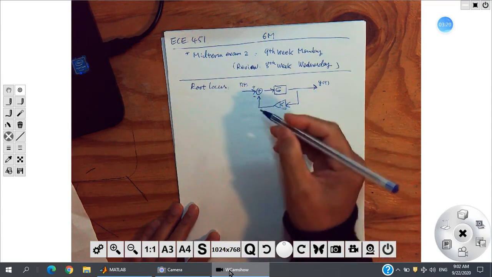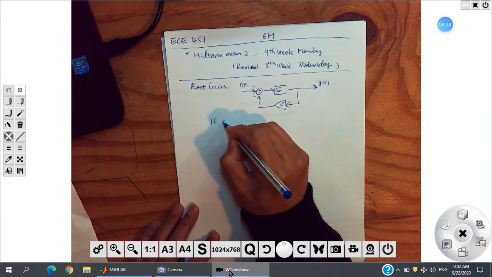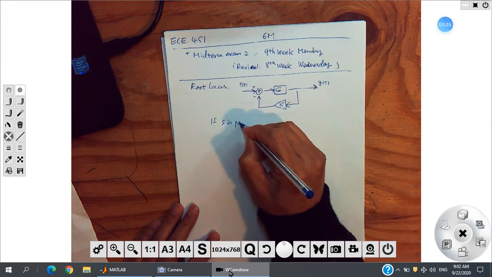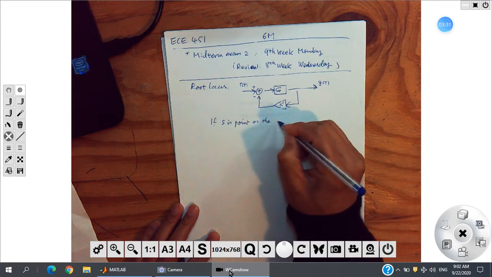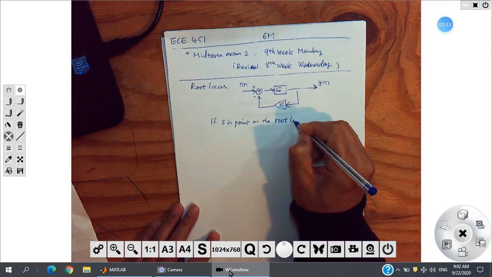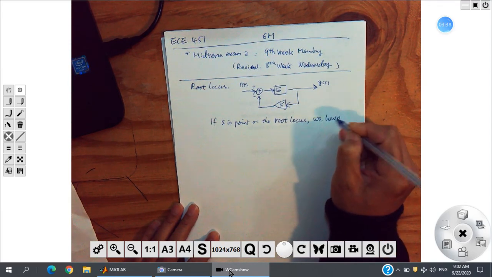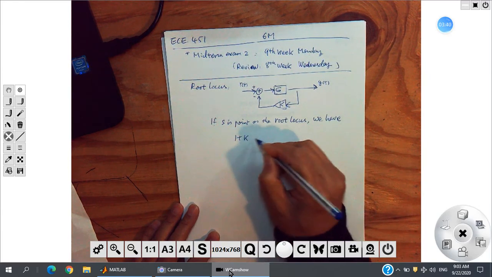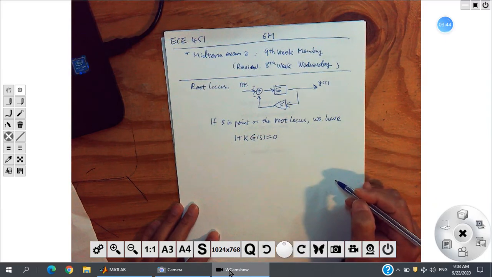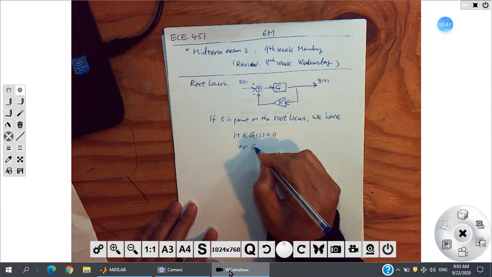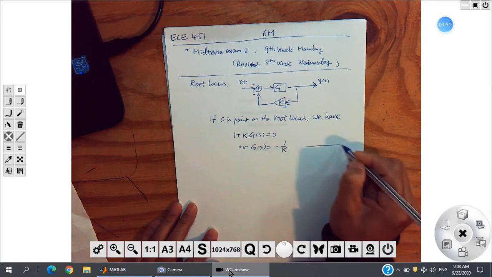Actually, we always have that. If s is a point on the root locus, we have 1 plus k g of s equals 0, or g of s equals -1 over k. We use this one.